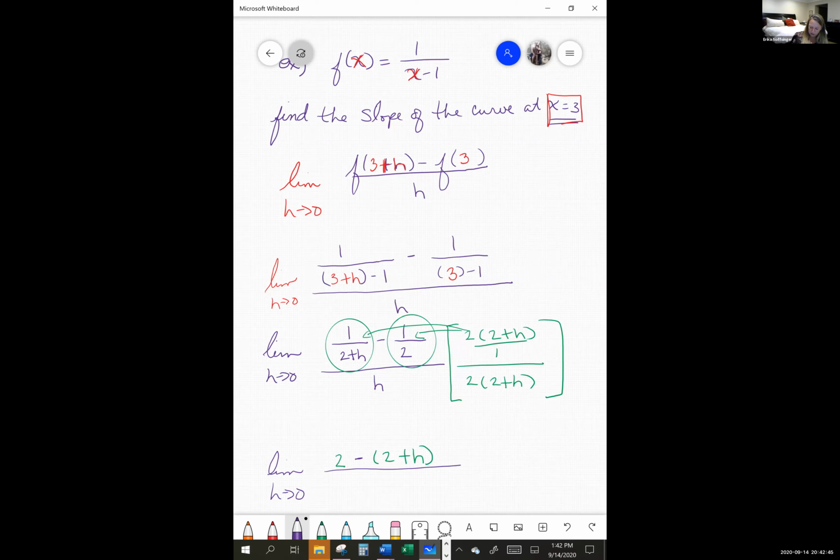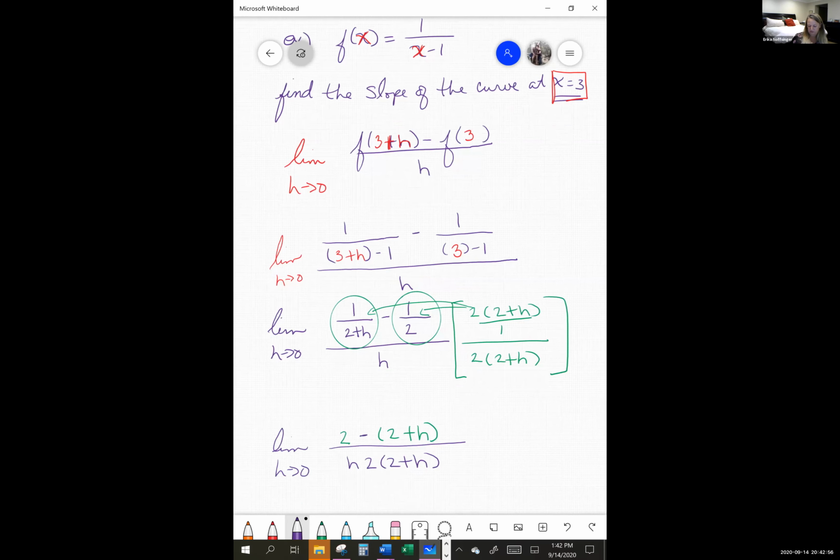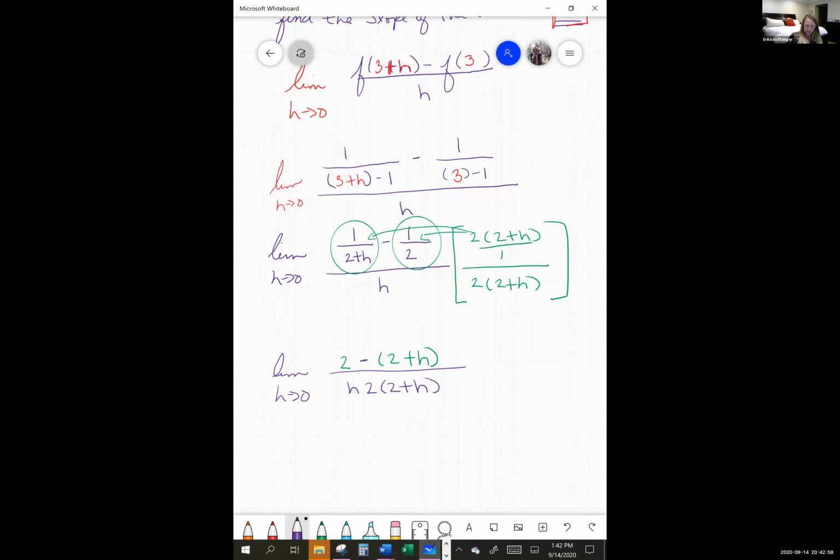A trick, when you're multiplying, let's not distribute. So 8 times 2 times 2 plus h. Notice when you distribute this negative, you get the limit as h goes to 0. Well, 2 minus 2 cancels. So you're left with a negative h in the numerator.